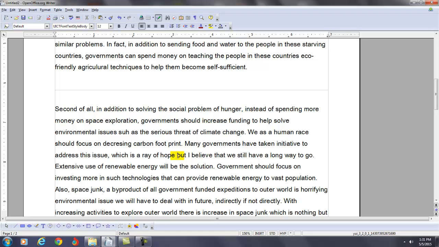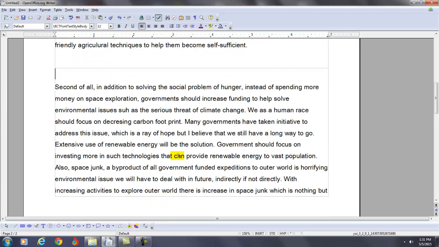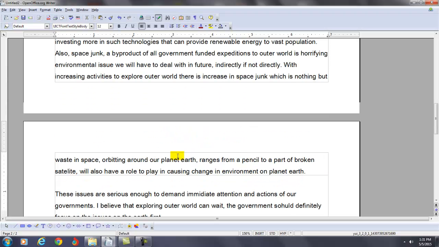Also, space junk, a byproduct of all government-funded expeditions to go to outer space, is a horrifying environmental issue. I would probably just get rid of that. That's a whole other idea that I don't think you want to deal with in this paragraph, because you're focusing on climate change, right? So just keep everything focused around that idea.